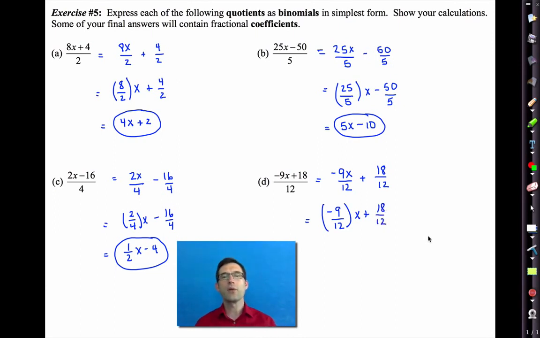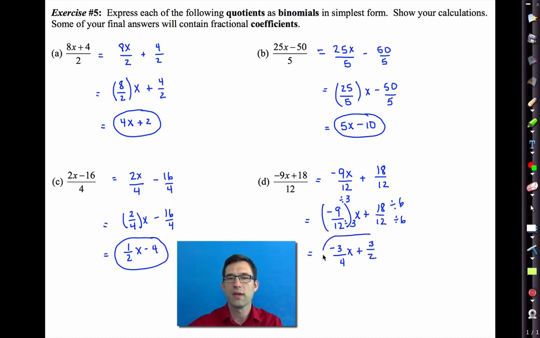All right, let's have a little talk about reducing fractions really quick. So far, we've only had to reduce easy fractions, like 2/4 into 1/2. Negative 9/12, remember to reduce a fraction, what you'll do is you'll look for the biggest number that goes into both. That happens to be, in this case, 3. So negative 9/12 will end up being negative 9 divided by 3, 12 divided by 3, negative 3/4 x. Same deal with the 18 divided by 12. The biggest number that goes into both is 6, so divide by 6 on both, and we'll have 3 halves. So negative 3/4 x plus 3 halves.